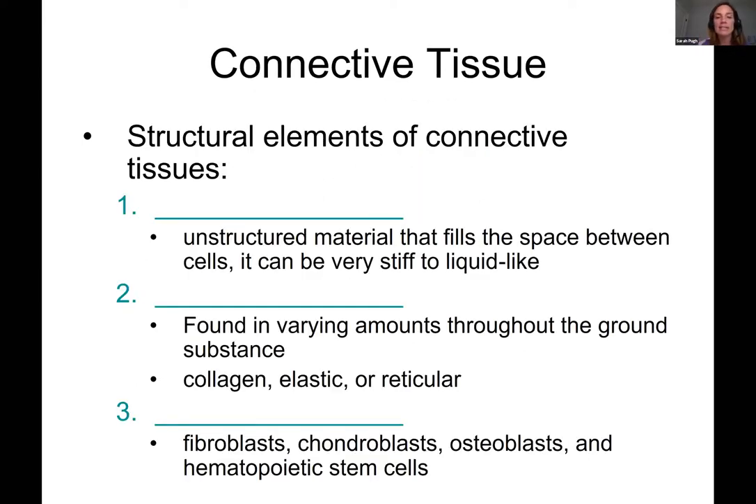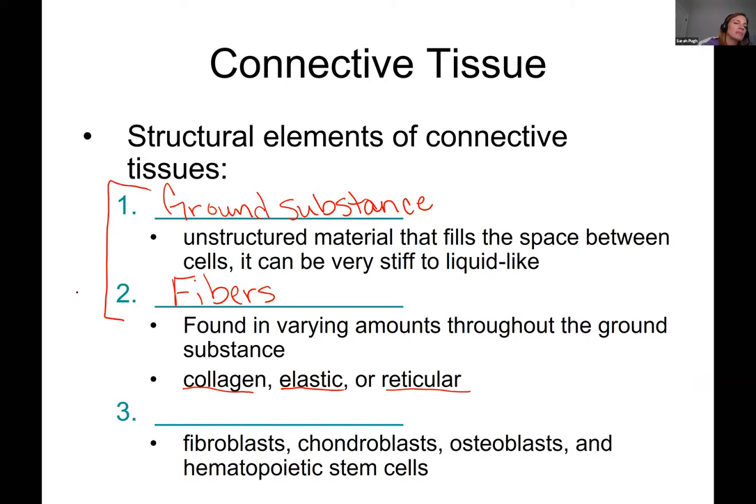So when we talk about our connective tissues, right? Here are some structural elements of your connective tissues. One thing that we find is that all connective tissues have something called a ground substance. A ground substance is basically the liquid that we find in the tissue. We also have in our connective tissues fibers. And the fibers look exactly like what they sound like they would look like. They look like strings. We have different kinds. We have collagen, elastic, or reticular fibers. These two things together make up your extracellular matrix.